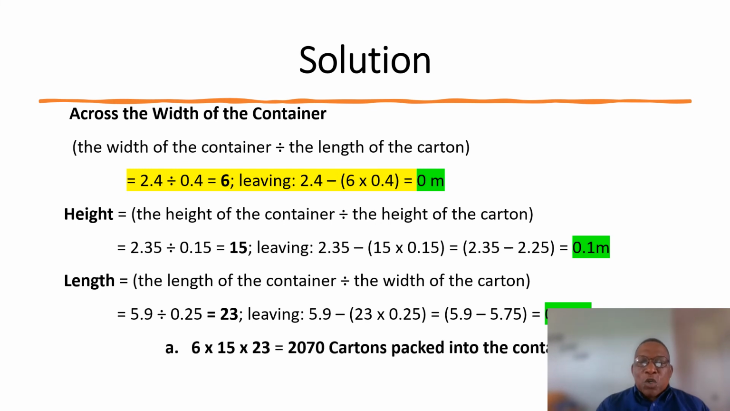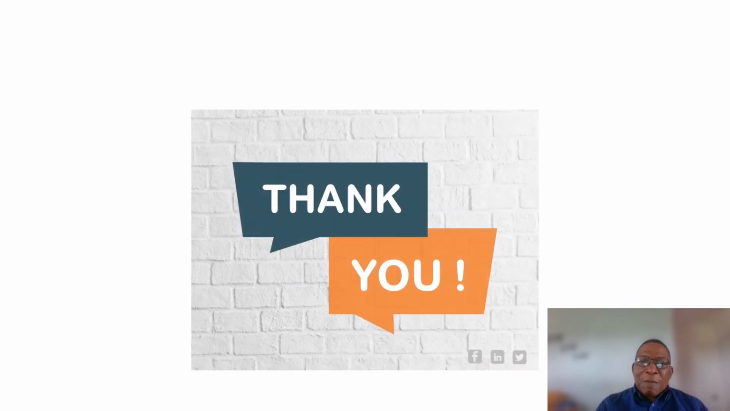Very good. Now to determine the total number of cartons that are packed into the container, we will multiply only the whole numbers. So we have 6 across the width times 15 on the height, and we have 23 on the length. That gives us 2,070 cartons packed as per the instructions in A. So that would take care of part A.